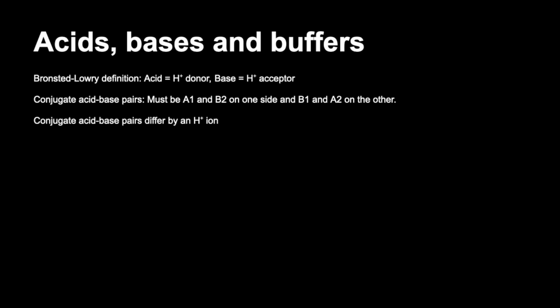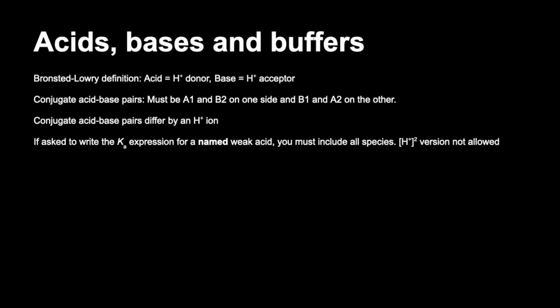Conjugate acid-base pairs, the only difference between the species is an H plus ion, so they can easily transfer into each other by transfer of a proton. If you've been asked to write the Ka expression for a named weak acid, you must include all of the species. You can't give the H plus concentration squared version of the Ka expression.